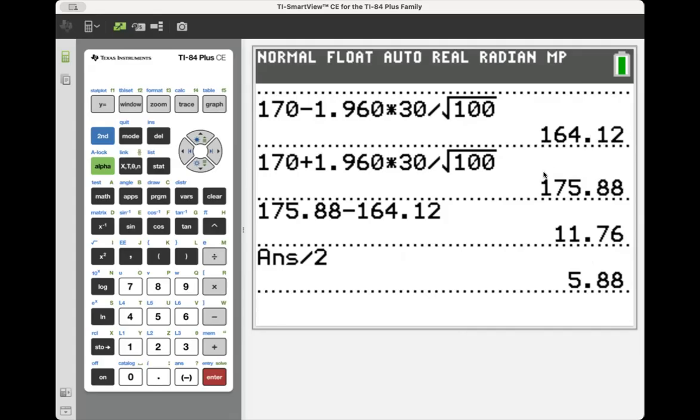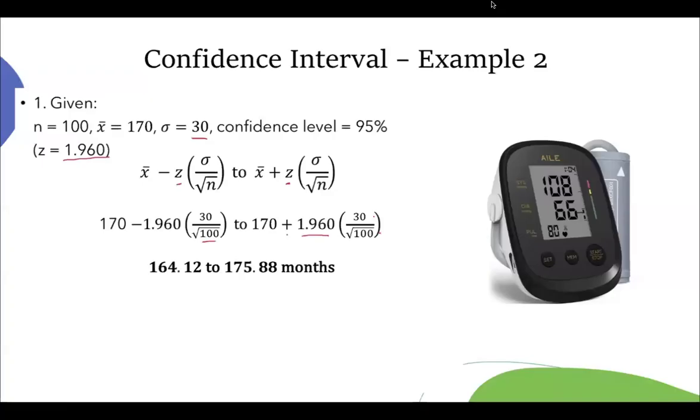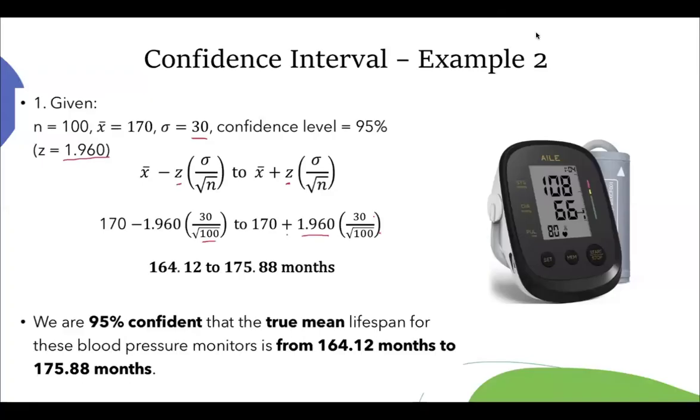Okay, so we have our confidence limits, 164.12, 175.88, and we have our margin of error, 5.88 months. To interpret this, we're going to say that we are 95% confident that the true mean lifespan for these blood pressure monitors is from 164.12 months to 175.88 months.